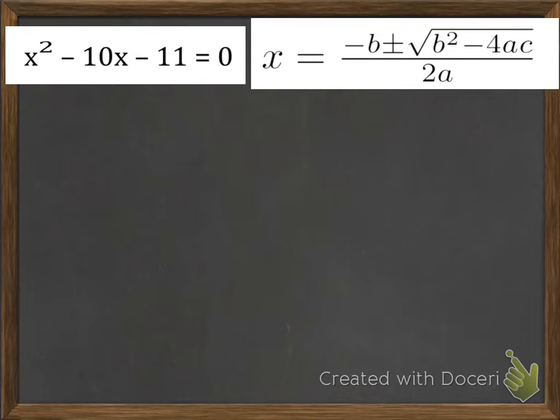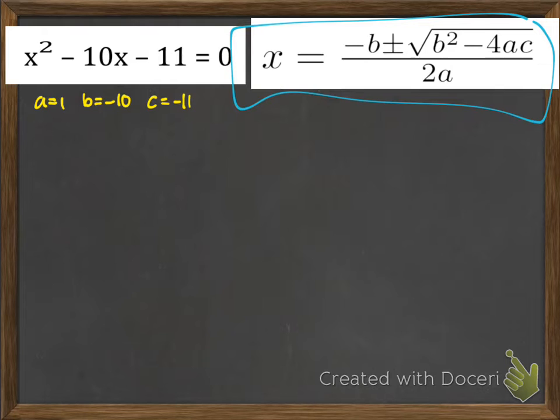All right, so a really important formula in Algebra 2 is the quadratic formula. That's this formula right here. So what we're going to do is identify in standard form the coefficients a, b, and c, which are 1, -10, and -11. I'm going to just substitute those into this quadratic formula, which we proved the other day.